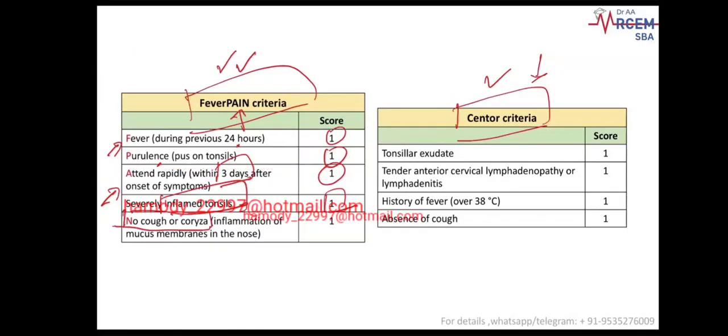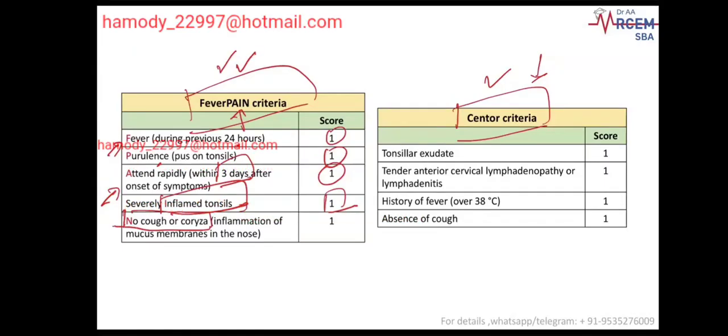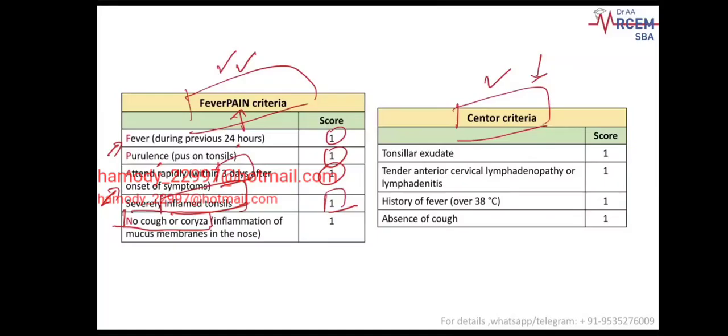N is no cough or coryza. Remember, this is important, which usually one forgets. If cough or coryza is present, it is unlikely to be bacterial. That's why they have specifically mentioned no cough or coryza. Coryza is inflammation of the mucous membrane in the nose. It gets another point. This is the FeverPAIN criteria.